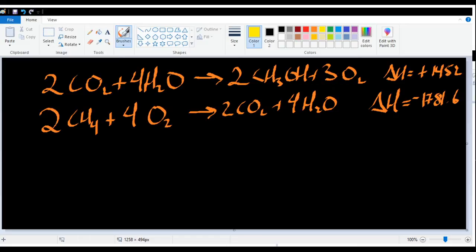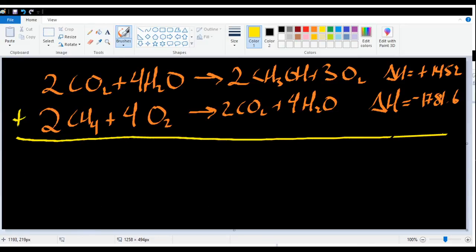And now, once again, we add our reactions together. If we've done all of this correctly, they should add up to the reaction we were looking for. So we have 4 water down here on the product side, 4 water up here, that cancels. 2 CO2, 2 CO2, that cancels. 3 oxygen versus 4 oxygen leaves us with 1 oxygen.